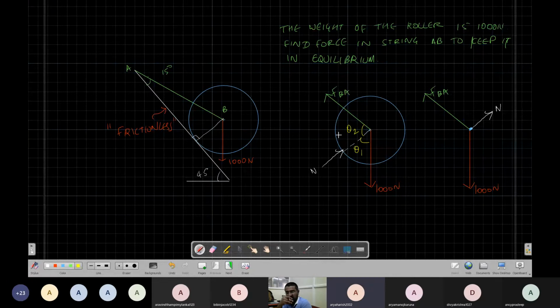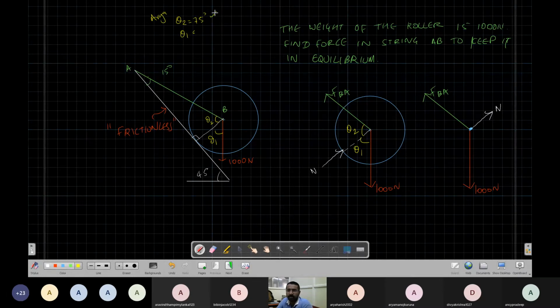Sir, theta 2 is 75, right? Somebody is telling me theta 2. Who is saying that? I can't see. Arya, theta 2 is 75. So this is by Arya. And theta 1 then? Theta 2 is this and this is theta 1, right Arya? Yes, sir. Arya says theta 2 is 75. Okay, theta 2 will be 75. That is correct. How is it 75?